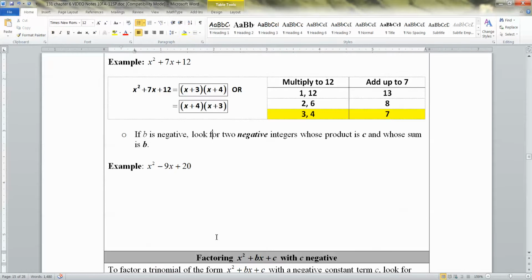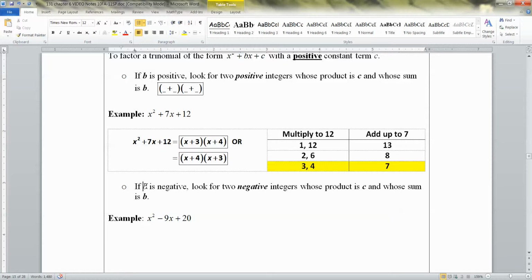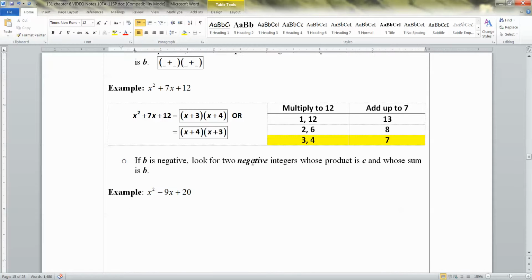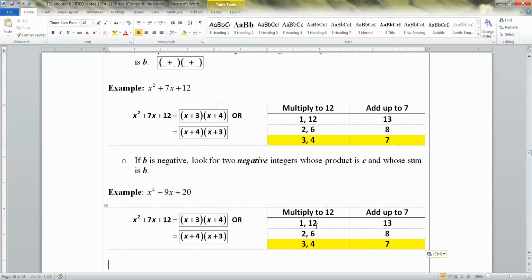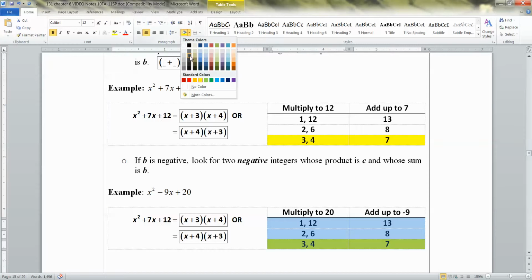All right, now what if B is positive, or excuse me, C is positive, but B is negative? Then we want to find negative integers whose product makes that. I need two numbers that multiply to positive 20, but add up to negative 9.